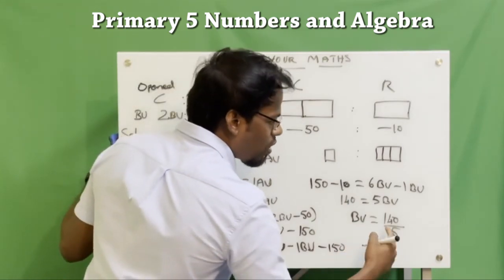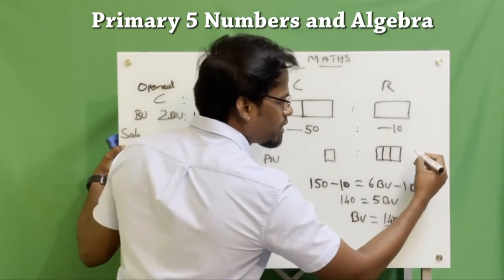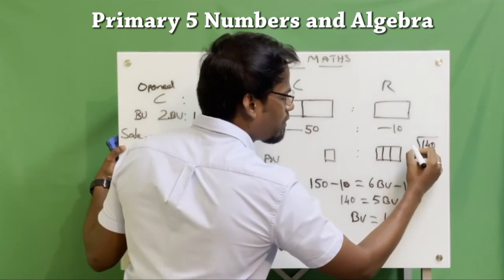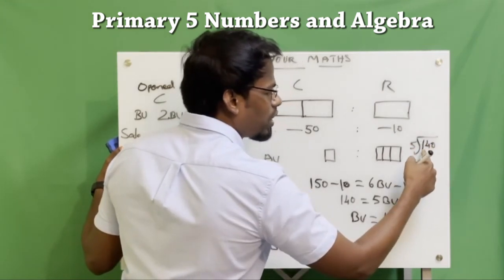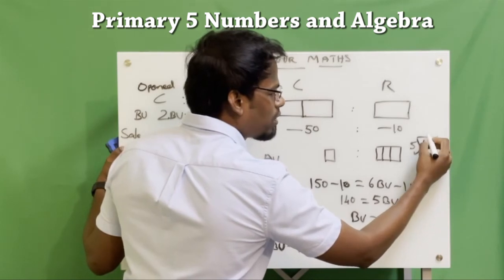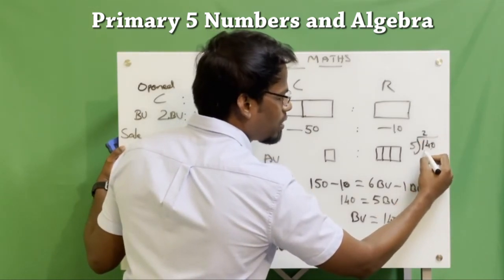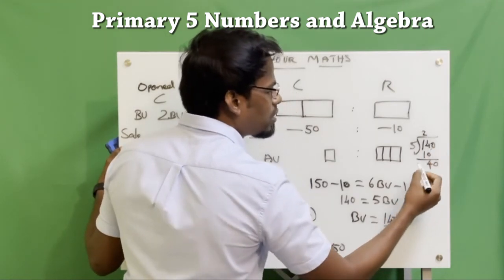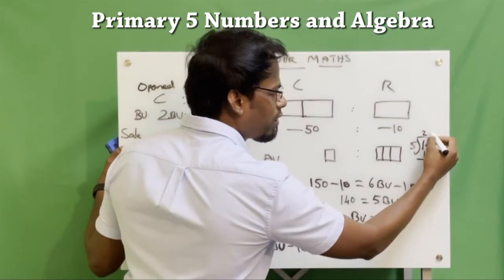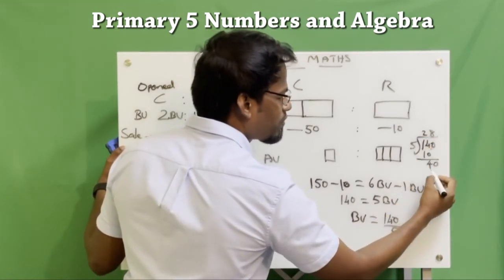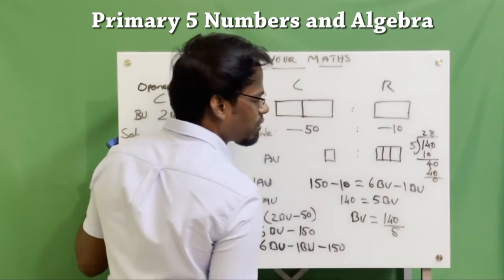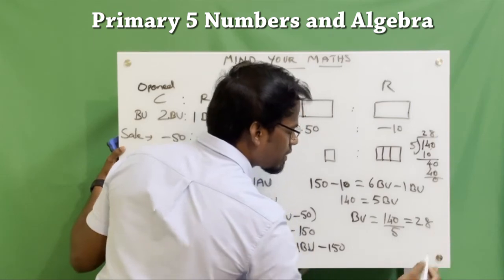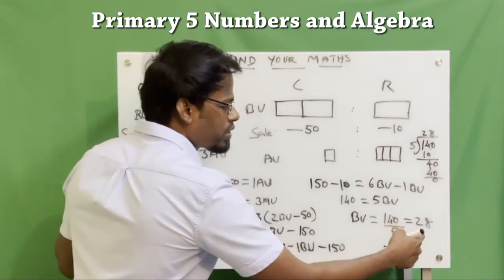Now 140 divided by 5 is how much? Let's do it using our normal method of dividing. In 1 there is no 5, so take the 4 as well. 2 times 5 is 10. Now the remainder is 4, and then we bring down the 0. In 40, how many 5s are there? Yes, 8. 8 times 5 is 40, and the remainder is 0. So the answer is 28. So 1 unit is 28.